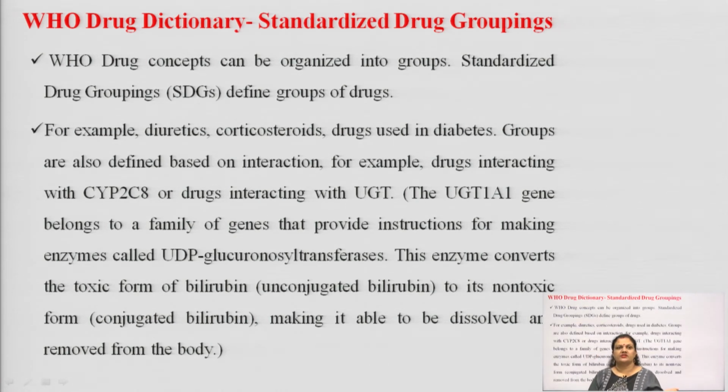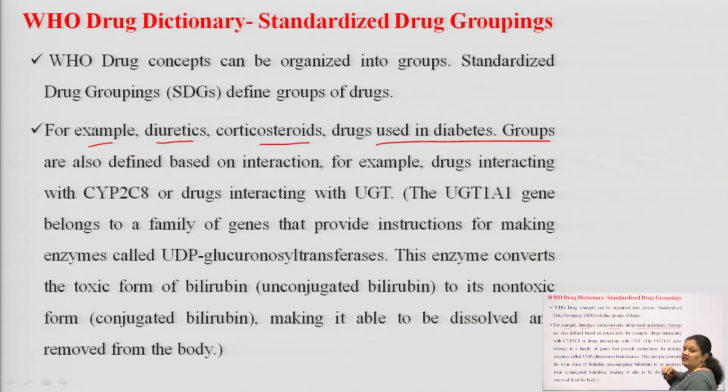Now, WHO drug dictionary standardized drug grouping. WHO drug concepts can be organized into various groups, and this is known as the standardized drug grouping, in short SDG, standardized drug groupings, and it defines groups for various classes of drugs. I am giving you one example here, focus on this example. Like we have different classes of drugs: diuretics, corticosteroids, drugs used for diabetes, anti-diabetic agents. The groupings are also defined based on the interaction.